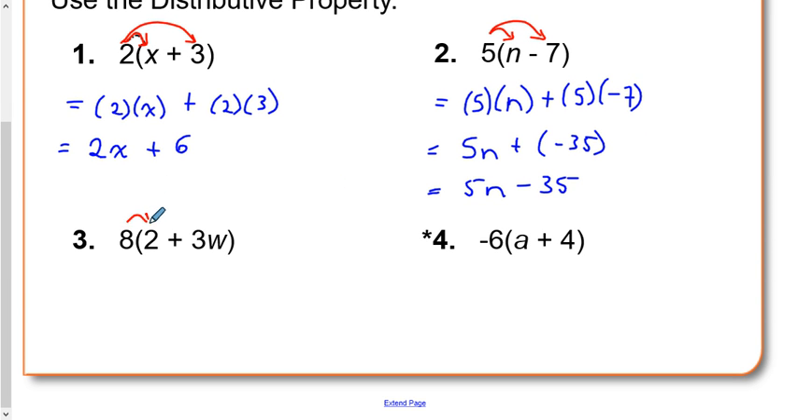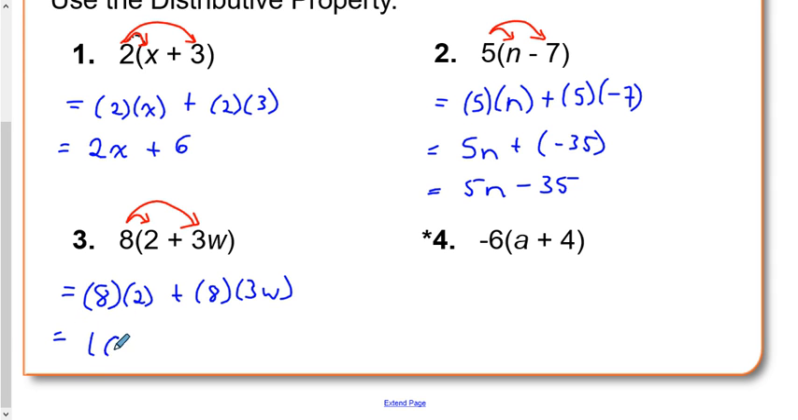Again, pausing the video to try it before I go through it. We've got 8 times 2 plus 8 times 3w. 8 times 2 is 16. 8 times 3w. So 8 groups, and each group has 3 w's in it. So 8 times 3 is going to be 24 w's. 24w.